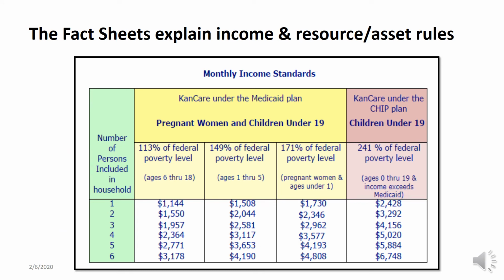These fact sheets explain the income and resource asset rules for the different programs. So when you're reading the fact sheet on the children's program, for example, it'll tell you there is no resource or asset test for this program, but there are income guidelines, and they'll list those for you so you can see what the maximum income standards are. If an individual wants to investigate eligibility before they apply, you can go over this information with them, but the best way to get an accurate answer on eligibility is to apply.